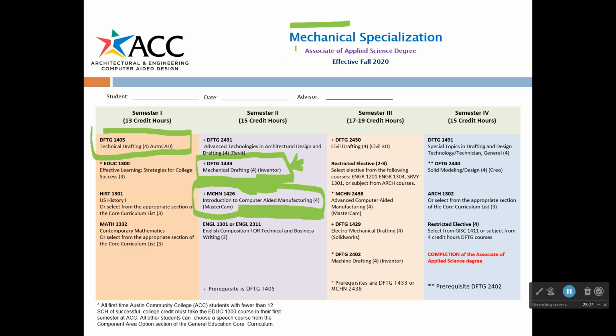All right, so anyway, if you're a mechanical student, definitely take 1433 and consider taking Machine 1426. And then those are the prereqs for other courses. Now, eventually in the mechanical, though, you'll be required to take Dftg 2430, the Intro to Civil, so you could take that next semester. And then also we have on here Dftg 2431, which is the BIM course. So you could take that next semester or put it off and do the civil instead, because the only prerequisite for 2431 and 2430 is 1405.